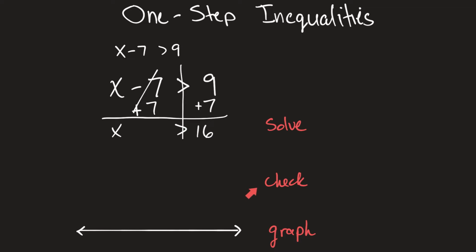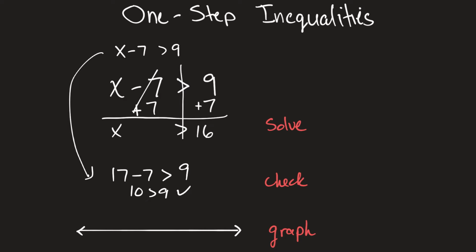Now, our original was x minus 7 is greater than 9. So to check, I have to pick a number that would fit in here. Something that's bigger than 16. Maybe 17. It's pretty easy. So I'm going to use my inequality, the original problem, and I'm going to have 17 instead of x minus 7 and check to see if that is greater than 9. Well, 17 minus 7 is 10, and 10 is definitely bigger than 9, so that checks. So we have our solve, we have our check, and now for the graph of this.